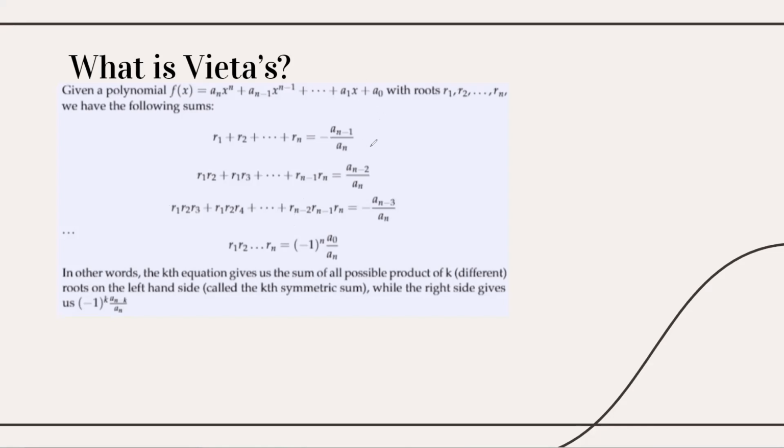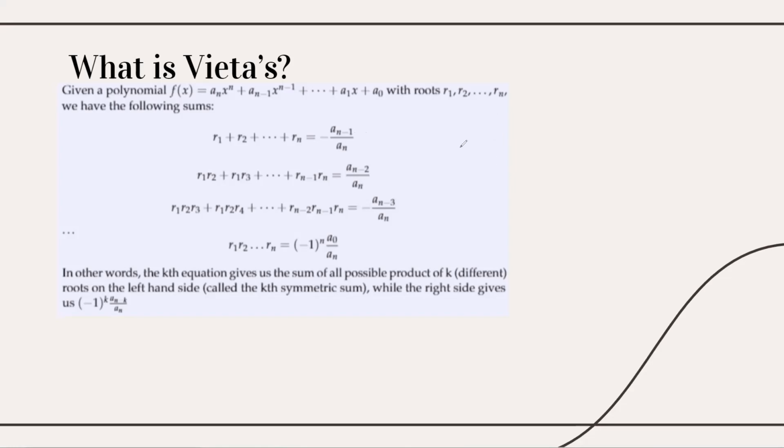And over here on the right-hand side, we always have a_n in the denominator, and then the sign alternates, right? So in the first equation, it's negative. The second one is positive. The third one is negative, and so on. And then the numerator is a_(n-k), right? So for example, in the first equation, it is a_(n-1), second equation, a_(n-2), and so on.